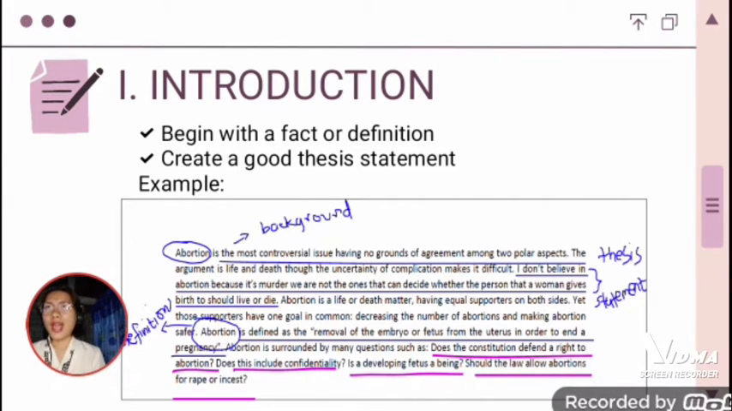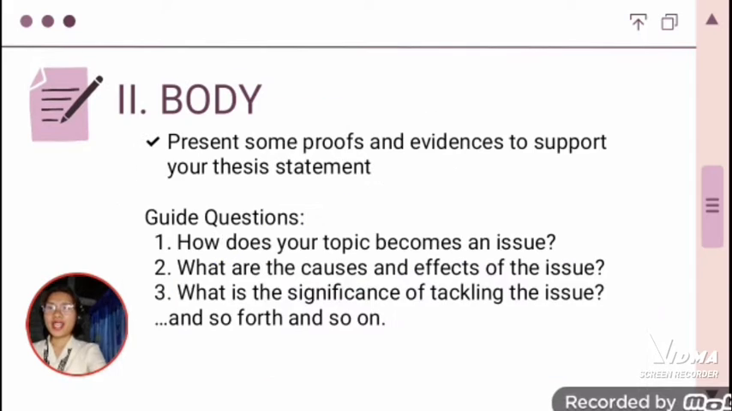Okay, so there are a lot of ways that you can introduce your topic. It could be via a quote. You can have a famous quote from a famous person that is related to your topic or issue, or you can begin your introduction with a thought-provoking question or something that will lead to your main thesis statement. You can also use a trivia. So it's up to you. Be creative.